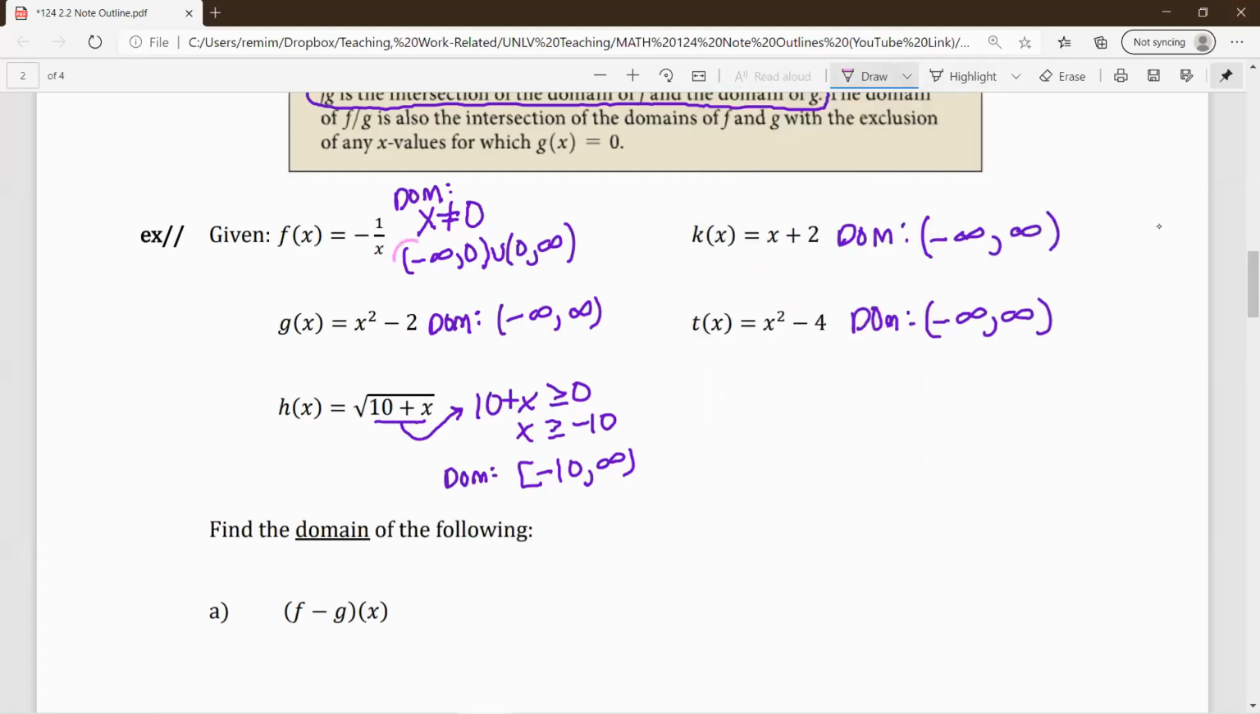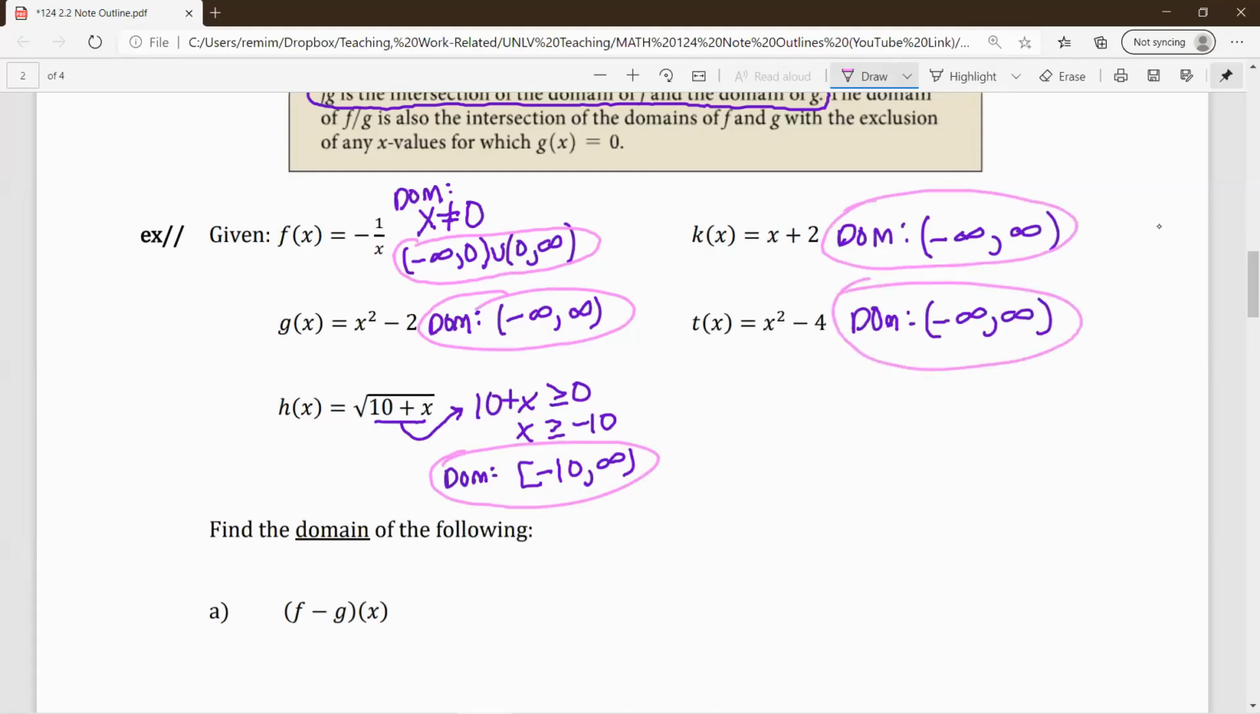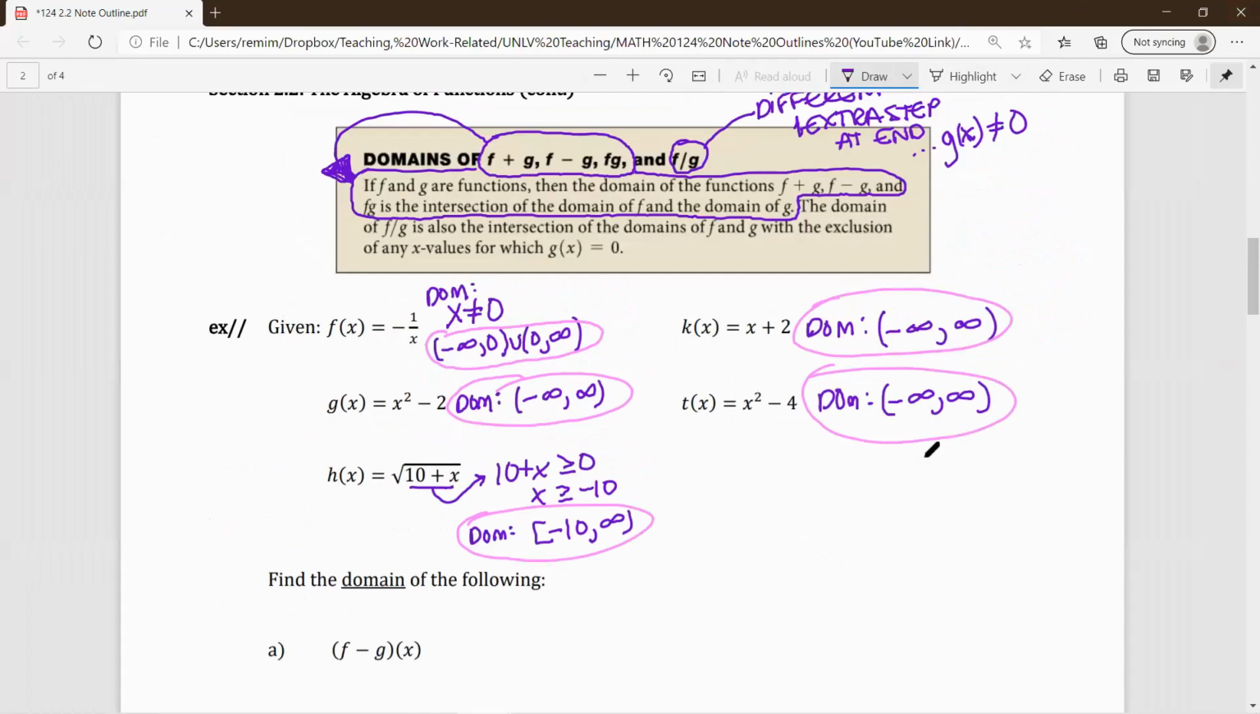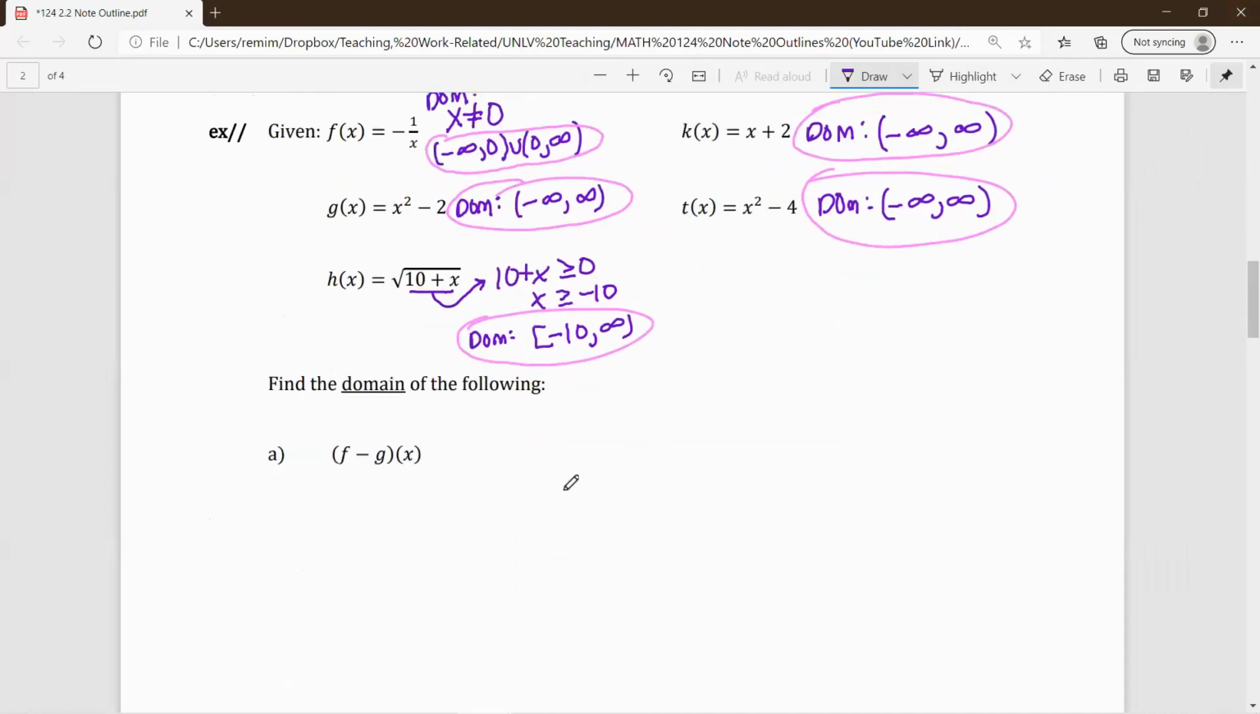So we're going to keep these in mind for later. We haven't even started doing the actual problem yet. We're just preparing to do these next exercises. Because finding the domains like we just did of each function individually is going to make the examples that we're about to do go much more quickly.